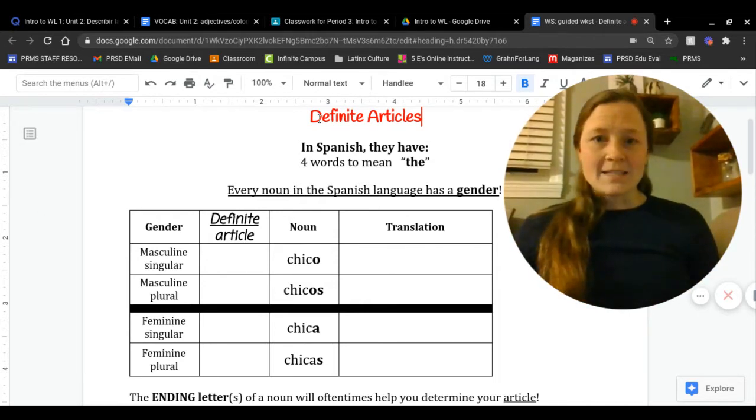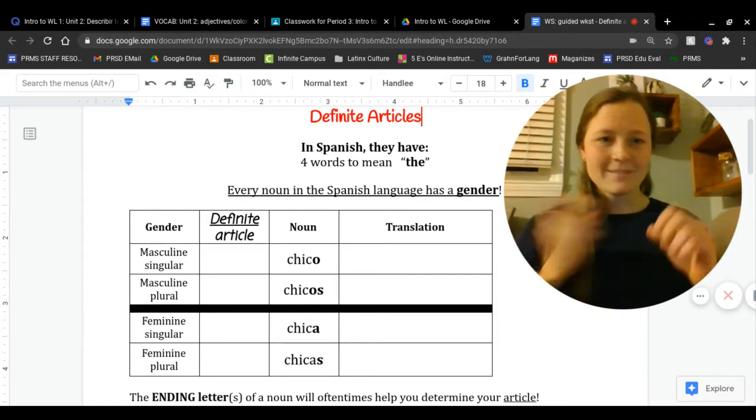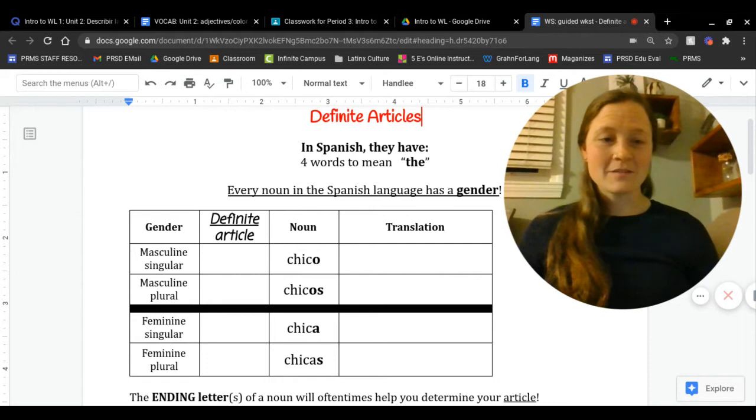So let's talk about definite articles. Definite articles are basically just a fancy term for "the." In Spanish, they have 4 ways of saying the word "the." And in English, we obviously have 1.